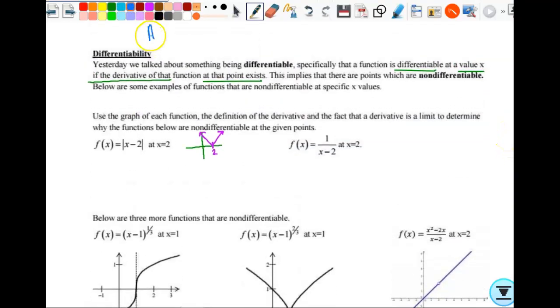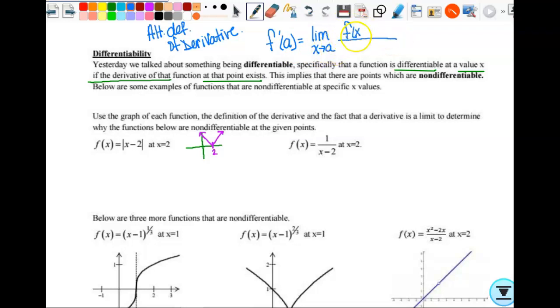This is the alternate definition of a derivative. And remember, the actual definition of the derivative is a limit. So f prime of a is equal to the limit as x approaches a of f of x minus f of a over x minus a. So that gives it to you at a point. We know what our point is, x equals 2. We're not having to do the x plus h stuff here.